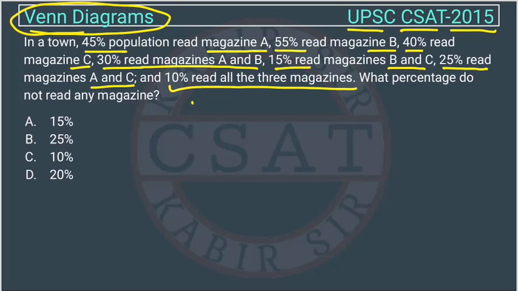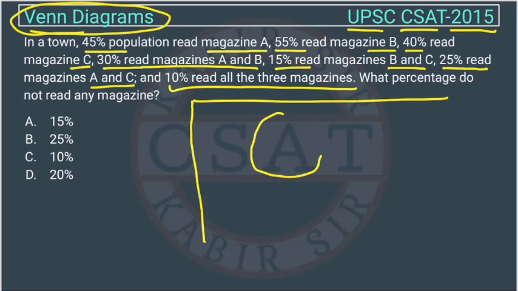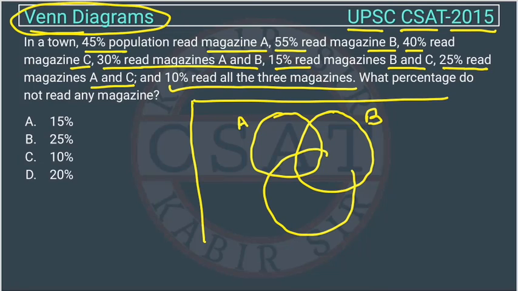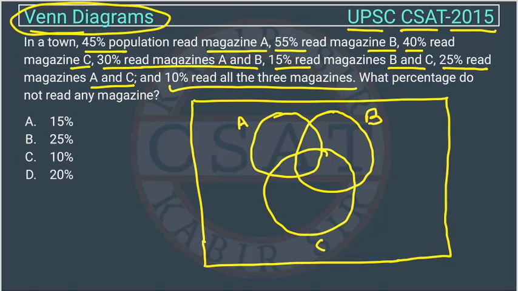So see, whenever you see a Venn diagram question, just draw this kind of figure, right? So this circle is representing the persons who are reading magazine A, right? And this circle is representing who are reading magazine B, and there will be persons who are reading magazine C, and this box will represent the total population of the village, right?